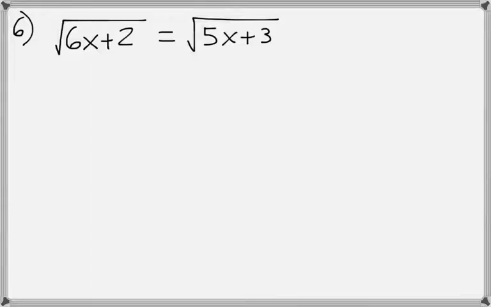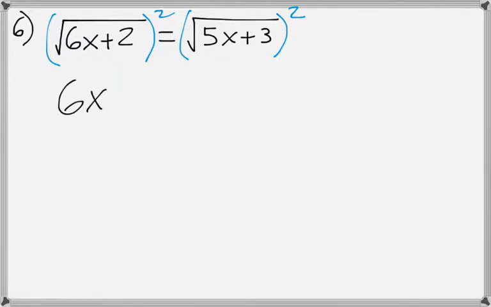For question number 6, I have radicals on both sides of the equation. Now, there's really nothing outside of the radicals, so technically both radicals are already isolated.